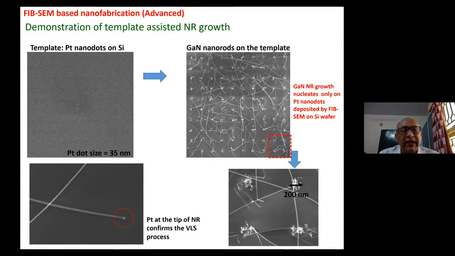So this shows again the nano patterning, where there are gallium nitride nano dots on the template. A platinum nano dot template has been made, on which gallium nitride nanorods are prepared. So the nanorods are growing on these platinum nanorods. The gallium nitride nucleates only on these platinum nanorods deposited by FIB SEM on silicon wafer. So this shows the close-up of the nanorods of gallium nitride. Pardon, sir, these are the platinum nanorods.